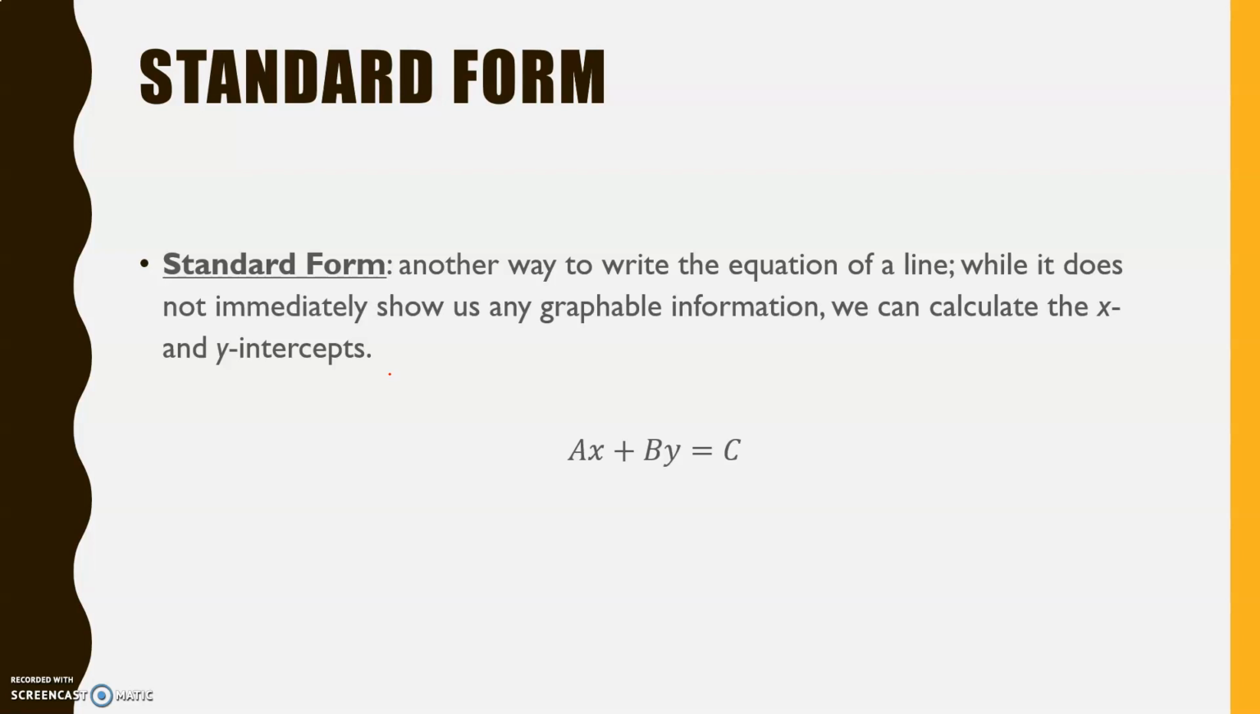What it doesn't show, it doesn't give us any immediate graphable information, whereas like slope-intercept, we have the slope, we have the y-intercept, and point-slope form, we have a point and the slope. We can't look at this and say, oh, this represents the slope. We don't have that in this. We can very easily calculate the x and the y-intercepts. So think about where the x and y-intercepts are on a graph.